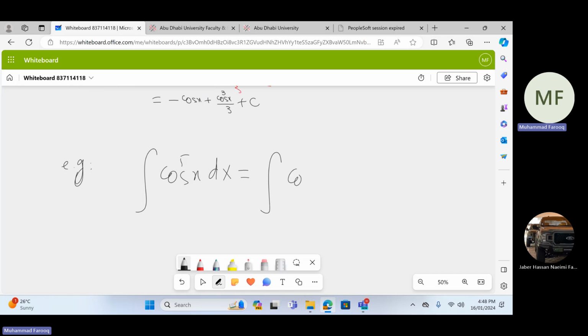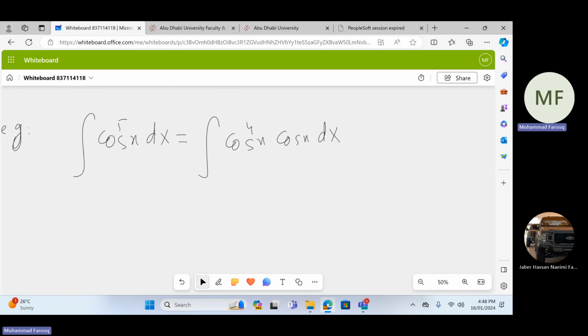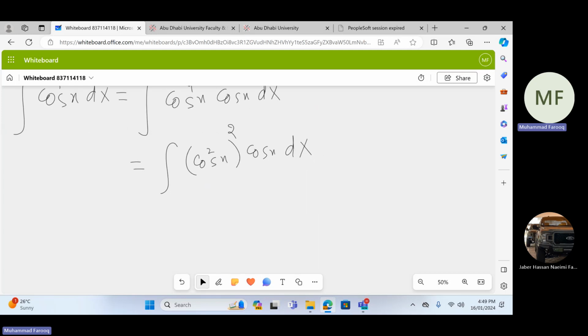Cosine power 4 times cosine x dx. That means we break the power n into n minus 1 plus 1. But here the identity is squared, so cosine power 4 you can write as cosine squared x times cosine squared x. Yes or no? Yes. Very good. Now use the identity: cosine squared is 1 minus sine squared.